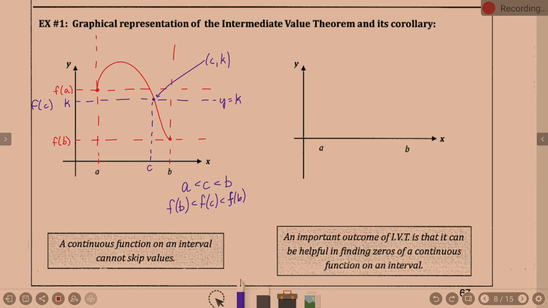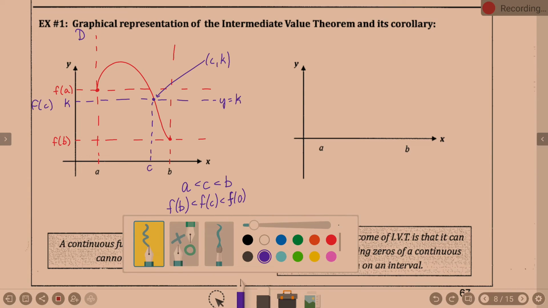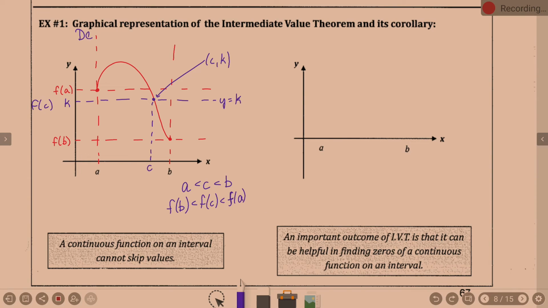Shouldn't that one be A, the one at the end? Yep. I shouldn't be using f of b twice, is what you're saying? Yes. Valid, I'll take it. Okay, and some of this happened. I did draw a decreasing function here.